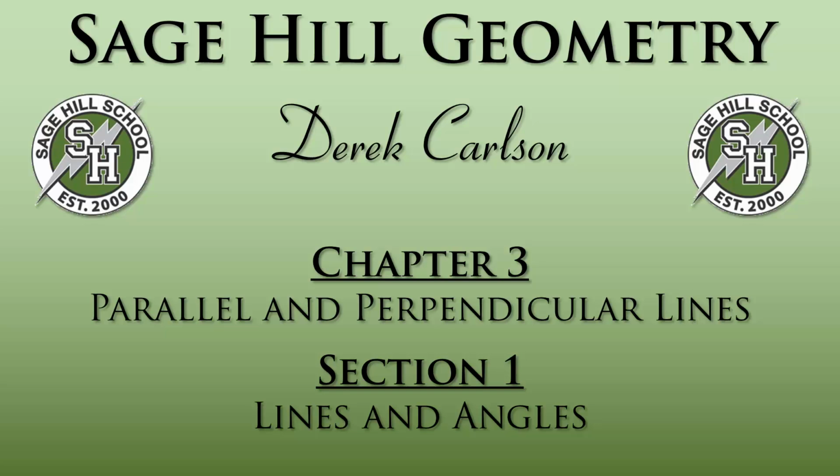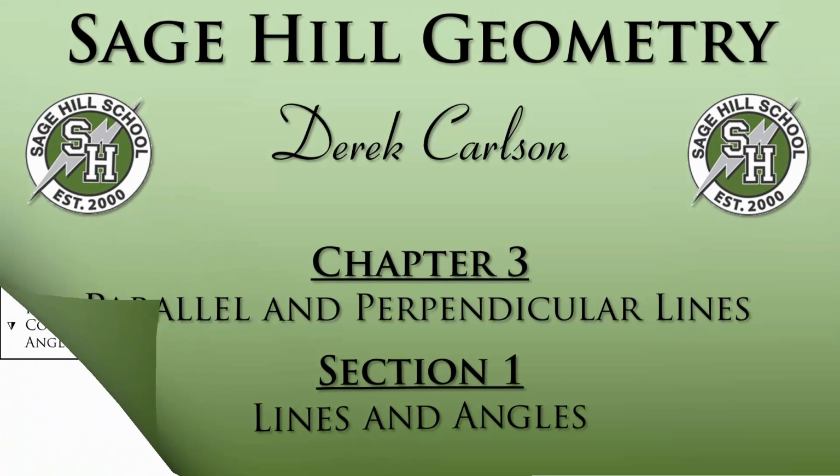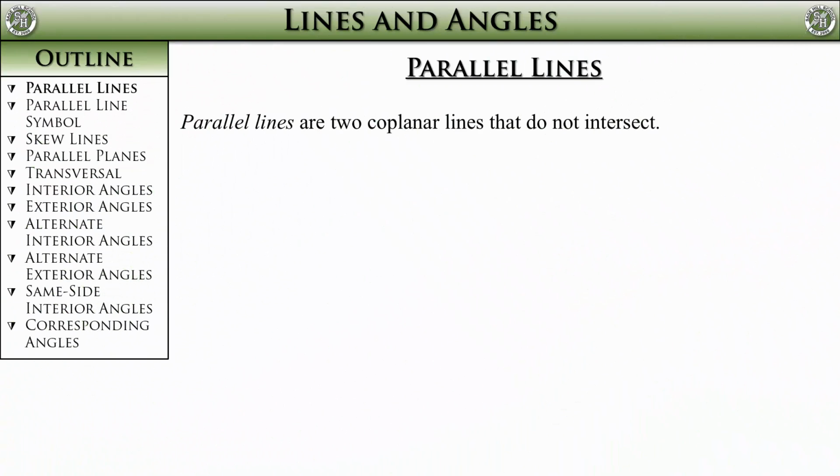We begin Chapter 3 with a look at some specific kinds of angles that deal with intersecting lines. First, most of you probably already know this, but parallel lines are two coplanar lines that do not intersect. They look like this. Hopefully that looks familiar to most of you.